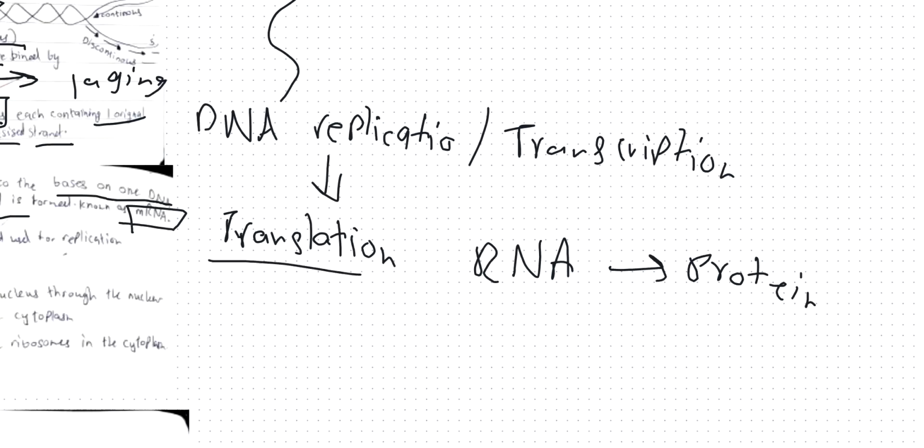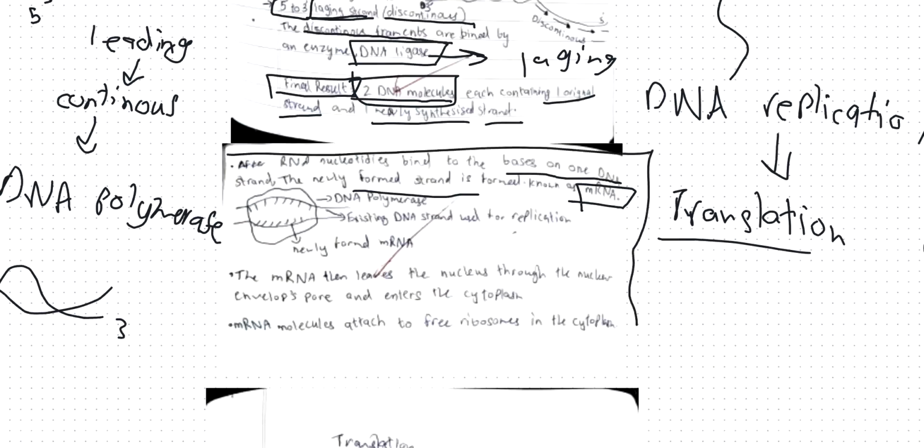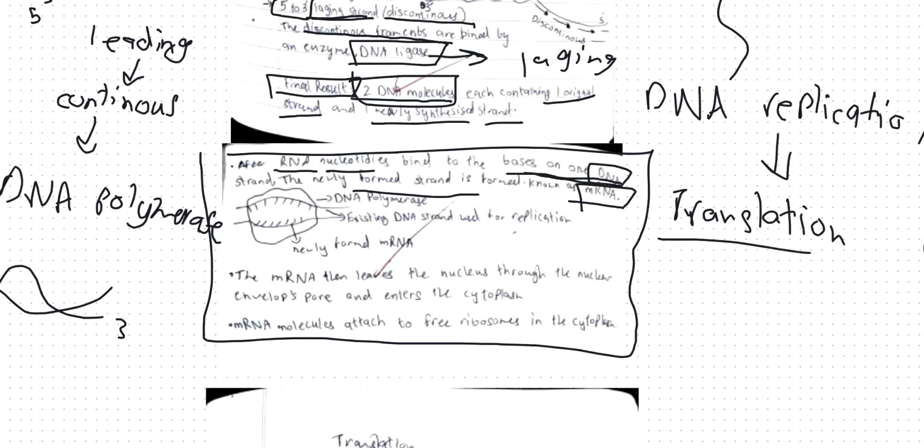So how does this start? This is basically the summary of DNA translation. It's when RNA nucleotides bind to the bases of one DNA, the newly formed strand is known as mRNA. So remember that this DNA strand that you just made will convert into RNA through DNA polymerase. And this mRNA that you just made will move out of the nucleus into the cytoplasm, and mRNA molecules attach to free ribosomes in the cytoplasm.